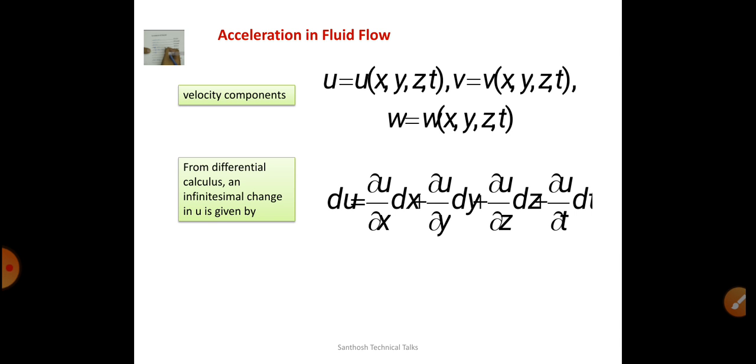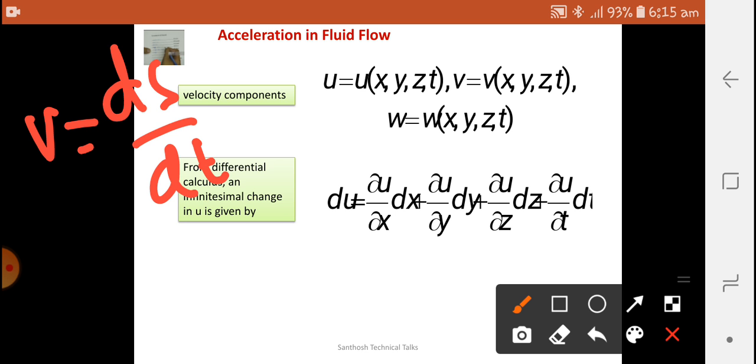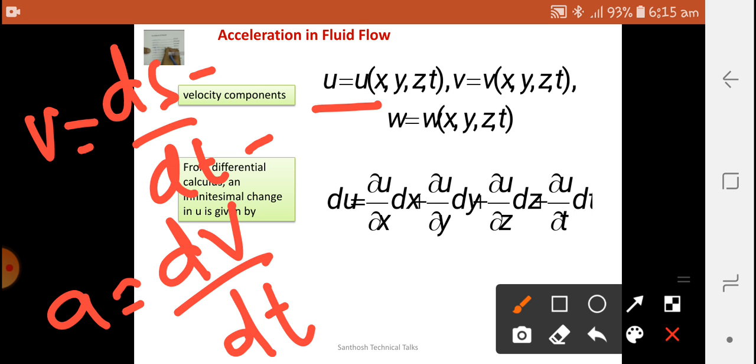So for this you have to know better about the velocity and acceleration relationship. The velocity is equal to ds by dt, that is change in displacement with respect to time, and the acceleration is change in velocity with respect to time. The velocity components in x, y and z directions are u, v and w. u is a function of x, y, z and time, and v is a function of x, y, z and time, and w is a function of x, y, z and time.